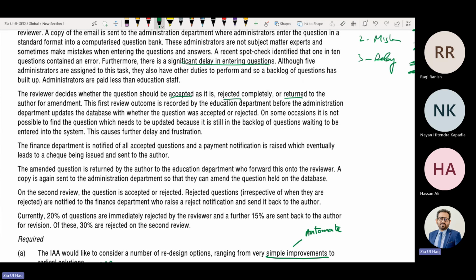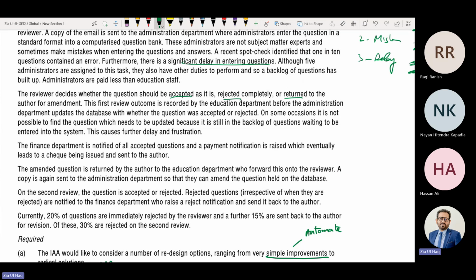On some occasions, it is not possible to find the question which needs to be updated. Why? Because it is still in the backlog of questions waiting to be entered into the system. That issue we have already highlighted. This causes further delays and frustration.